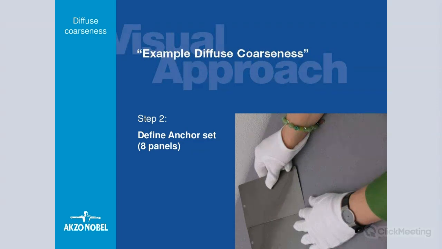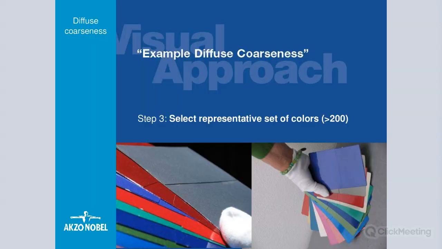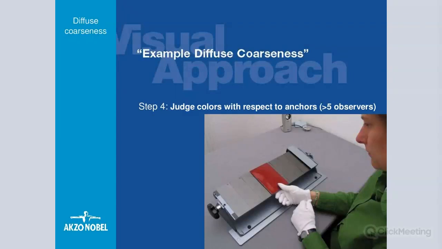What they did next is they had eight defined anchor panels. So these are eight different silver panels that are visually spaced equally. So they lined up all those eight panels, and they actually had over 300 refinish colors that they used in the set, and they evaluated each one of those colors against that anchor panel set of eight panels. And they were allowed to say it's a one or a two, or it's a three or a four, or it could be a three and a half. So they did that with seven different observers, actually.